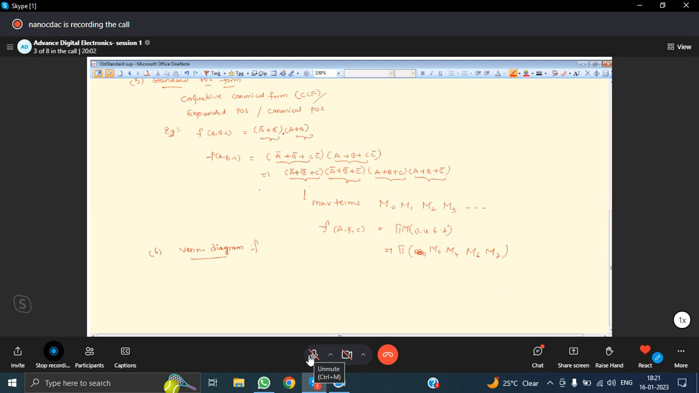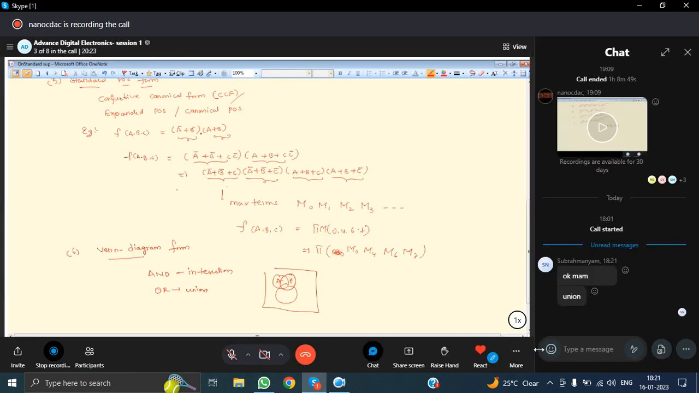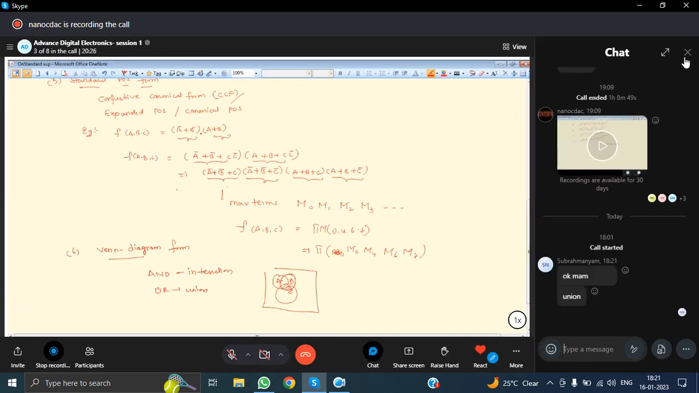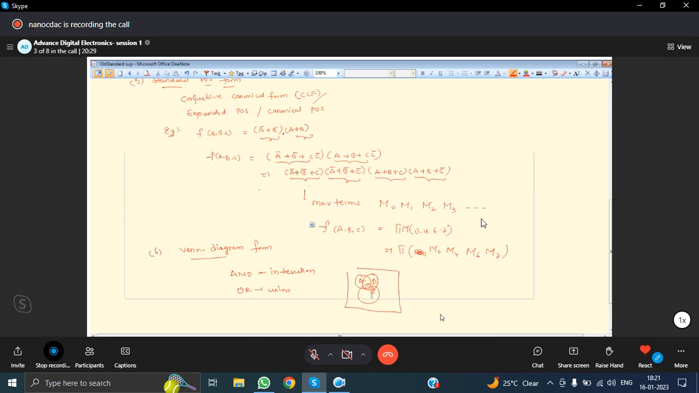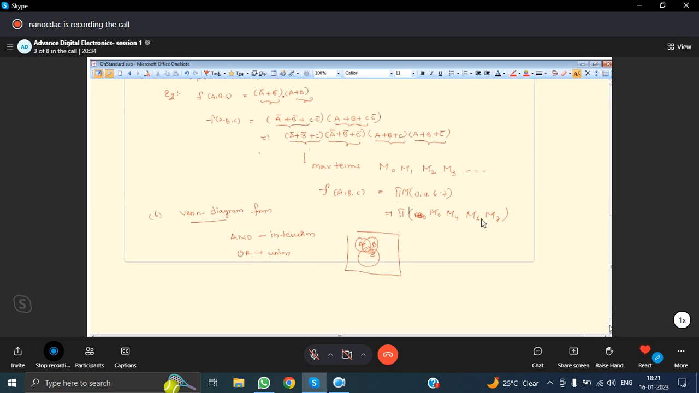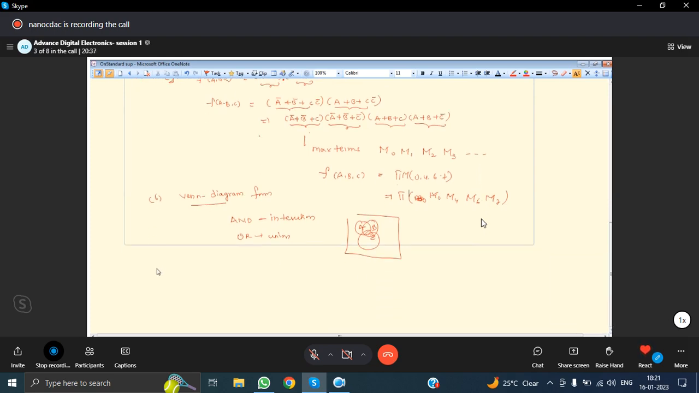So Venn diagram form. For AND we use intersection, and for OR we use union. So like that for A, B, and C, wherever there is intersection or union, you represent it like this, in Venn diagram form. We need not stress much on the Venn diagram because nowhere will we be using it. You should just know that a function can be represented this way.